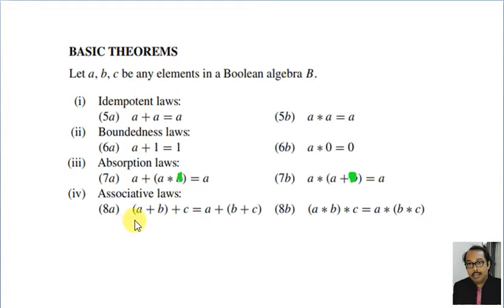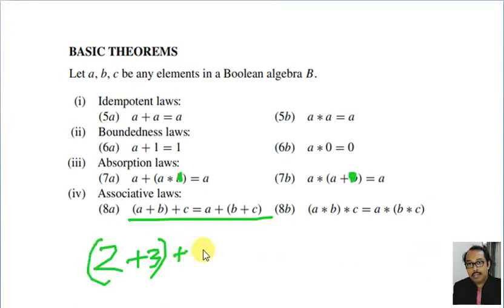Now this is the simple associative law I am doing in front of you. Suppose I am writing 2 plus 3 plus 5. What is the value? The answer is 10.